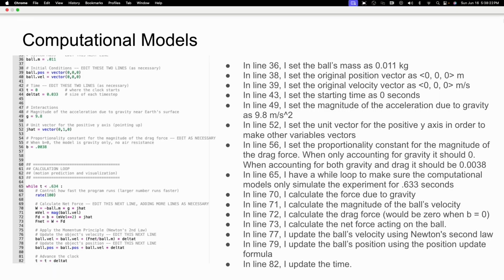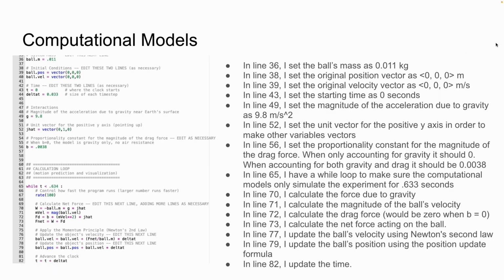Computational models. In line 36, I set the ball's mass as 0.011 kilograms. In line 38, I set the original position vector as 0, 0, 0 meters. In line 39, I set the original velocity vector as 0, 0, 0 meters per second. In line 43, I set the starting time as 0 seconds. In line 49, I set the magnitude of the acceleration due to gravity as 9.8 meters per second squared. In line 52, I set the unit vector for the positive y-axis in order to make the other variables vectors.